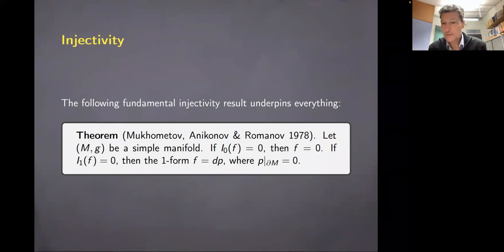But then what you can actually prove is that if the X-ray of a one form is equal to 0, the form has to be exact with a function that vanishes on the boundary. So these are classical results from the late 70s, and they kind of underpin everything that follows. These results these days can be proved quite nicely in an elegant form using what are known as Pestov identities. That's something that you can definitely find in the book with Mikko and Gunther.